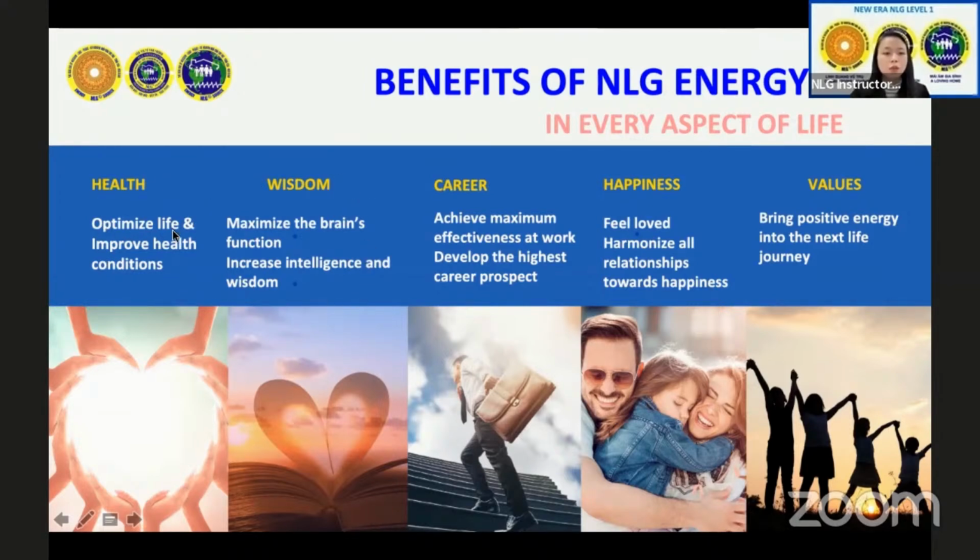And then after that, when we get to enjoy health benefits, the next thing that we want to do is to maximize the brain's function, increase intelligence and wisdom. And actually, for a lot of young people out there, for example, when I started with NLG, I didn't come in because I had an illness of any sort. I was just very curious as to what this is. And so straight away, I did experience some healings happening to certain things that I struggled with, and then certainly maximizing the brain's function.